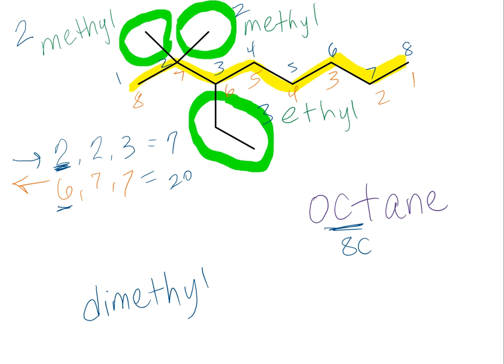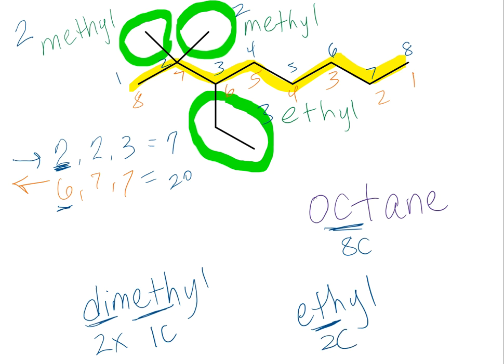I would have to indicate where they're both located. So whenever you have di, that means you have two of whatever that substituent is. So in this case, that one carbon substituent. And then I have my ethyl group. Ethyl, I only have one of them. So again, eth means I have two carbon.